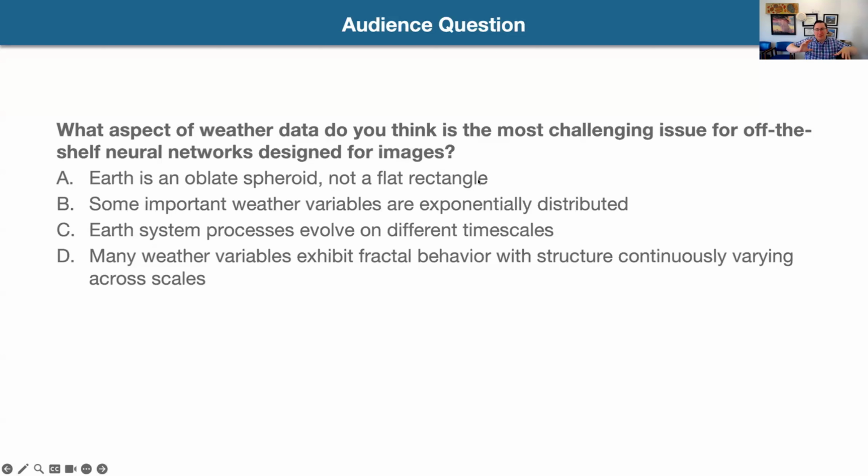If you're not attuned to how weather is moving around the world, and you just apply an off the shelf model without accounting for spherical geometry, it causes a lot of problems. C is maybe the biggest one that we're currently running into, especially with the AI weather models: even in the atmosphere, the stratosphere evolves at a different time scale than the troposphere, and the boundary between the troposphere and the stratosphere varies depending on where you are on Earth.